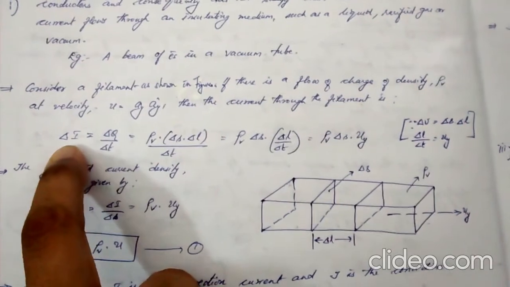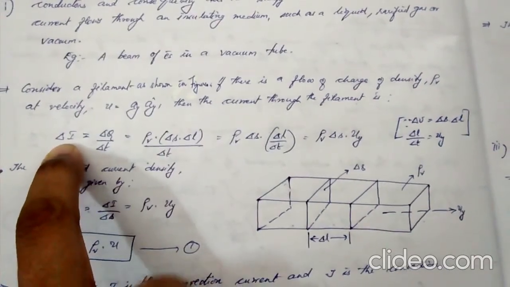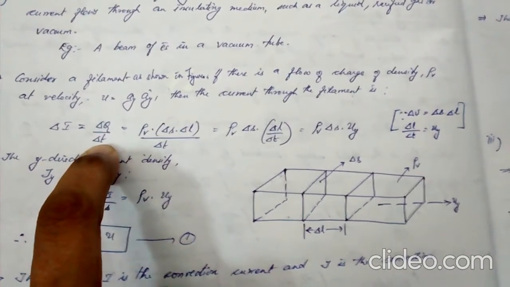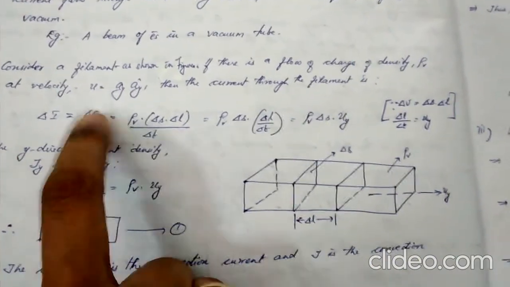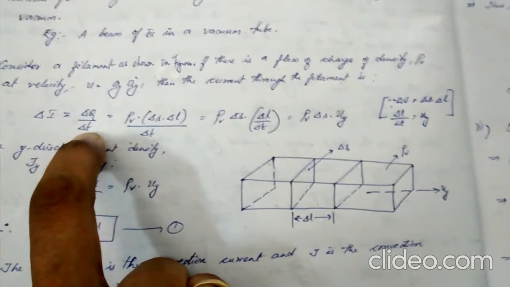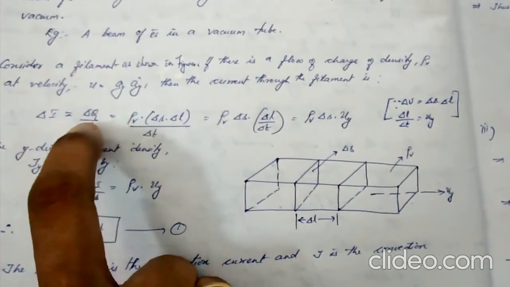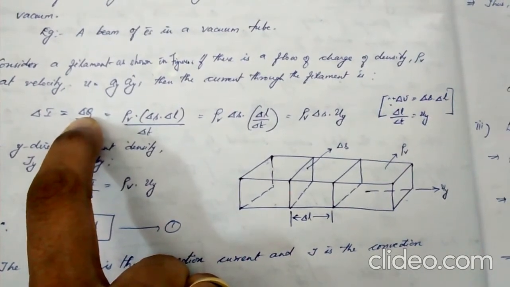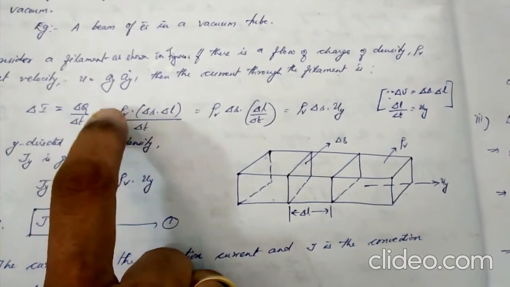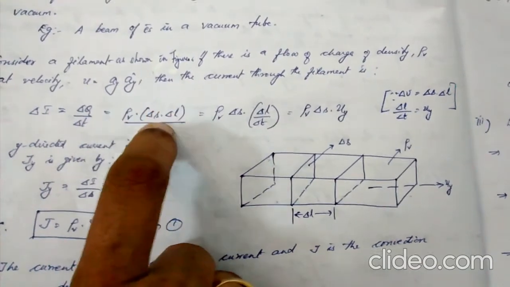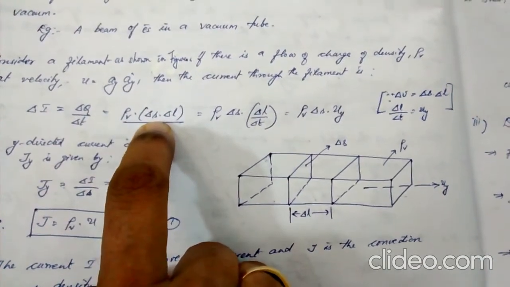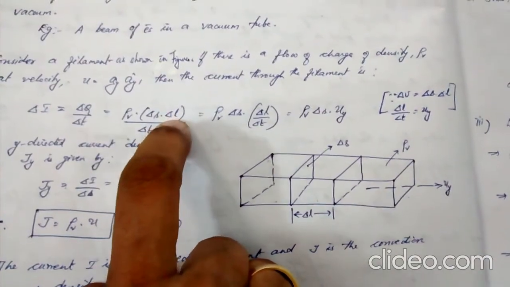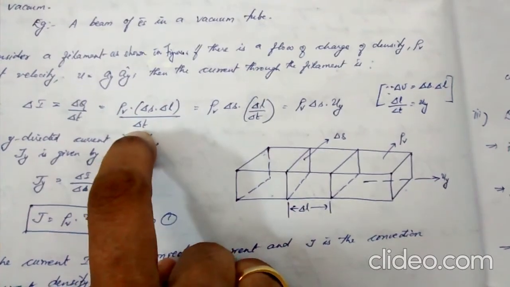So the net current flowing through the small elementary surface, delta I, is equal to delta Q by delta T. We know current is the rate of change of charge. So delta Q by delta T. Now if rho V is a volume charge density, the charge flowing through the small elementary surface delta S will be rho V into the elementary volume. Elementary volume is obtained by multiplying length into area. So delta S into delta L, divided by delta T.